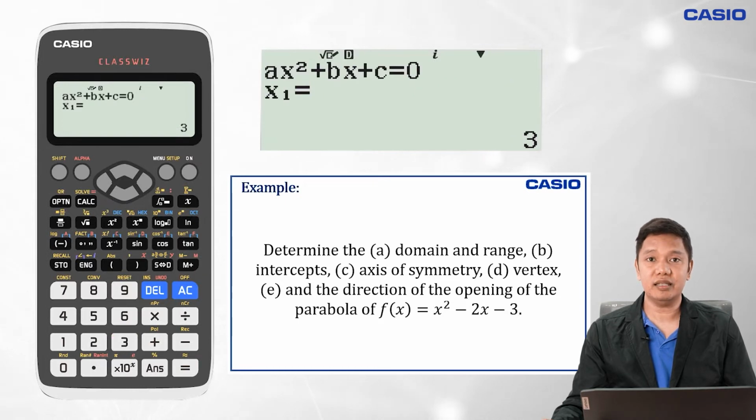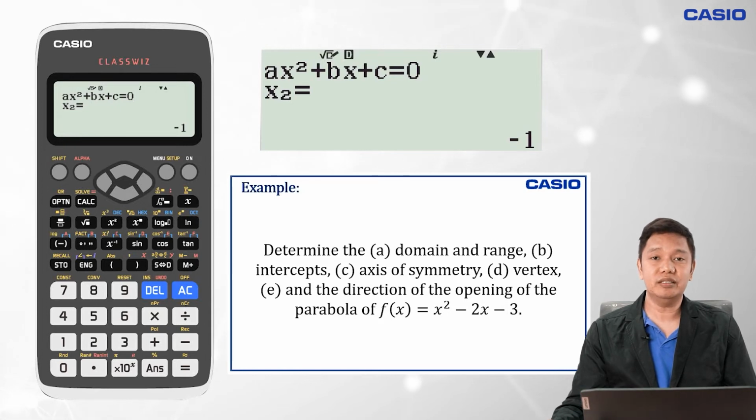Pressing equals again, we have the x-intercept 3, and then pressing equals again, the other x-intercept is negative 1. Our y-intercept is the constant term in our function. So our y-intercept is negative 3.